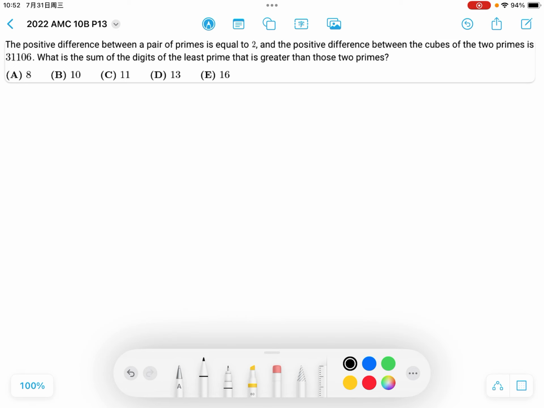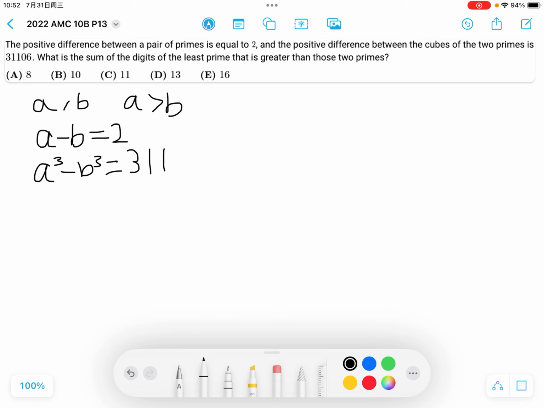Okay, so this problem is just sort of a plain algebra problem. What if we let our pair of prime numbers be A and B, where A is larger than B, so A is the larger prime. The difference between A and B is equal to 2, so A minus B is equal to 2. And the difference between the cubes of the two primes is 31,106. So we have two equations here, so supposedly we can solve for the two variables.